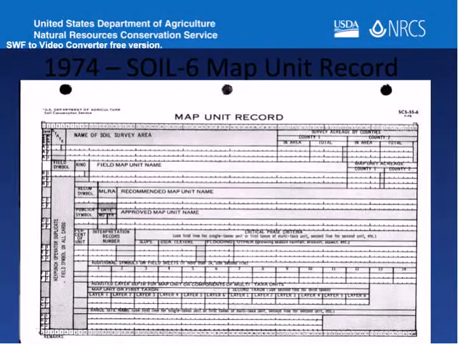Here is an example of the input form that we call the Soil 6. And this was the map unit record. This came about around the 1972 to 1974 time frame, when we were beginning to get into the computer age. And you'll notice looking at this that this is all geared towards a particular map unit within the soil survey area. This was an input form just like the Soils 5.